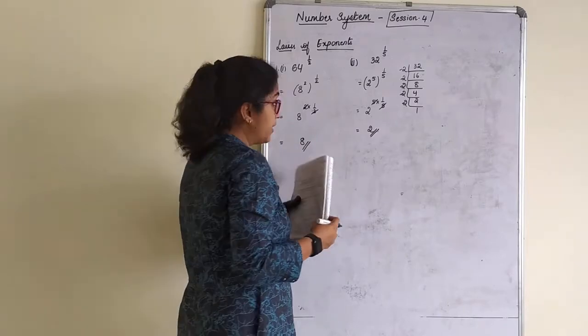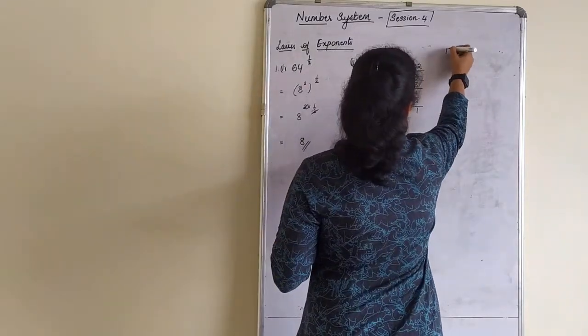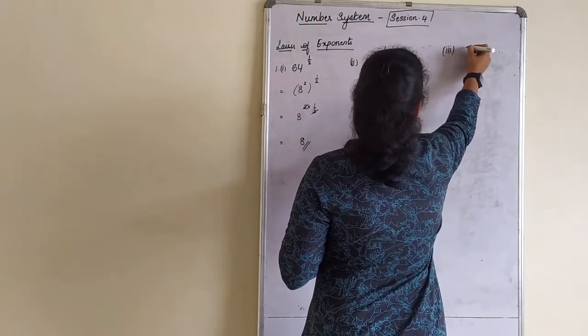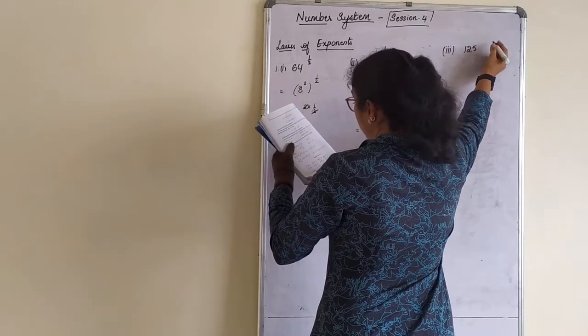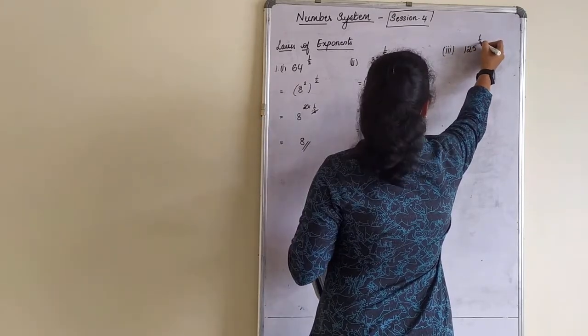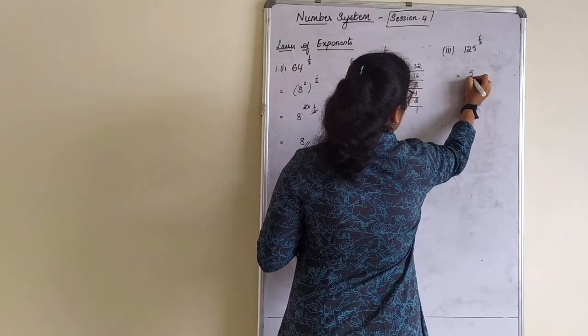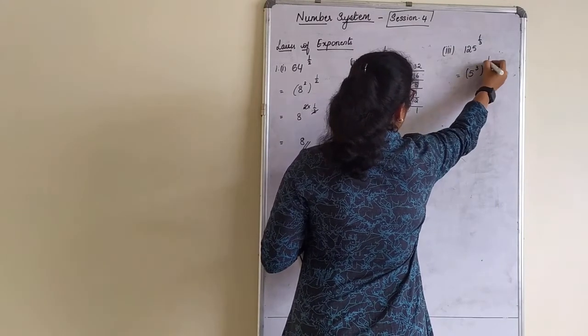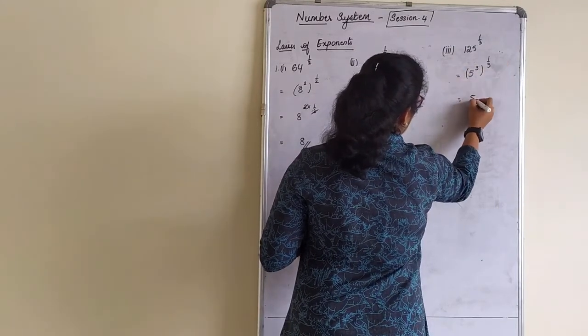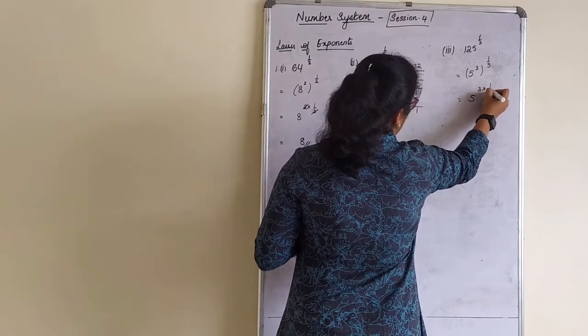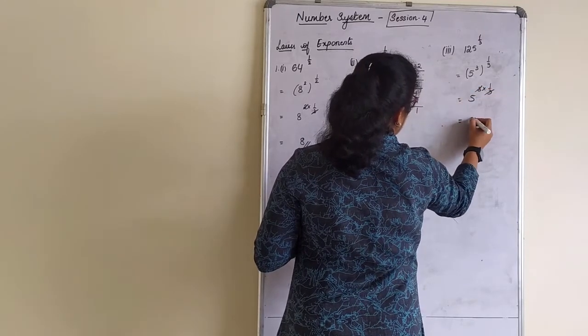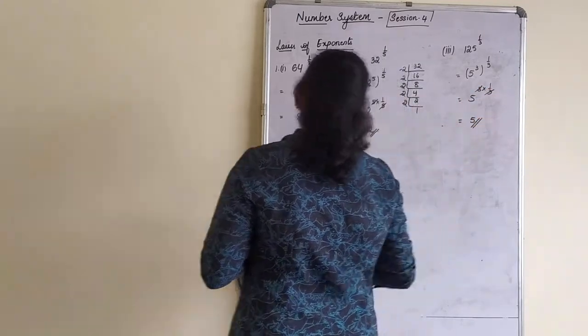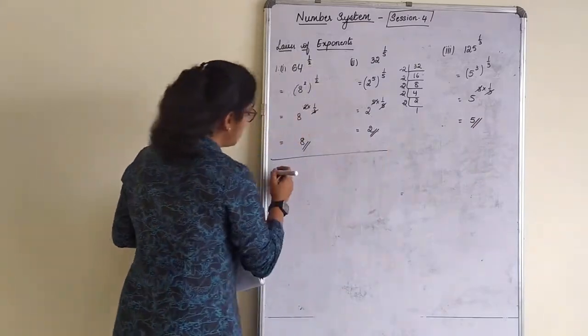Okay. Next one, third one, 125 raised to 1 by 3. 125 is 5 cube raised to 1 by 3. So 5 raised to 3 into 1 by 3. 5 and 5 can, 3 and 3 cancel. Answer is 5. Very simple sums.